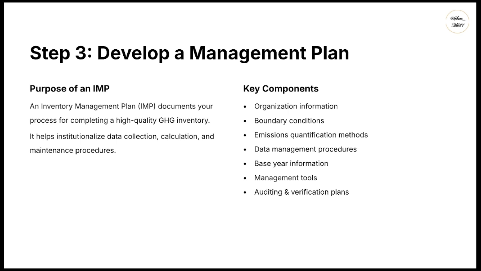Key components of an IMP include organizational information, the boundaries, and the method that is used to quantify emission. It also outlines data management procedures, base year details, and the tools or systems used to track and store information. Finally, the IMP should also address how the organization handles auditing and verification, whether internal reviews or third-party checks, to ensure credibility and also transparency.